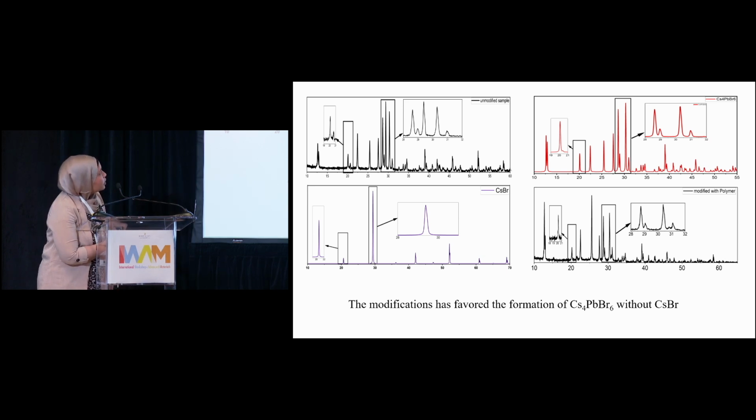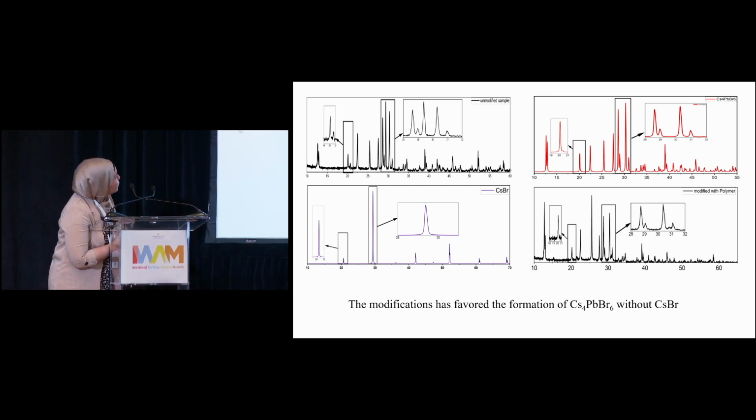For example, here you can see the XRD spectrum of the unmodified sample, and you can see a very obvious peak corresponding to the cesium bromide impurities appear here. And also a very big obvious peak here, corresponding also to the cesium bromide impurities. If you compare the modified polymer with the reference of the cesium lead bromide, you will find it exactly the same without the impurity peak.